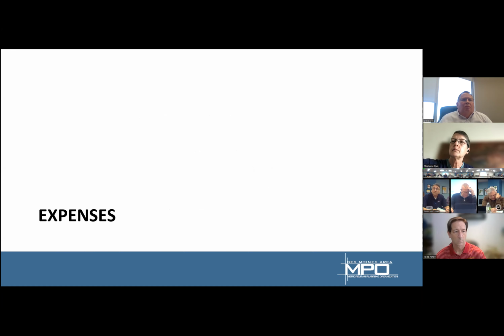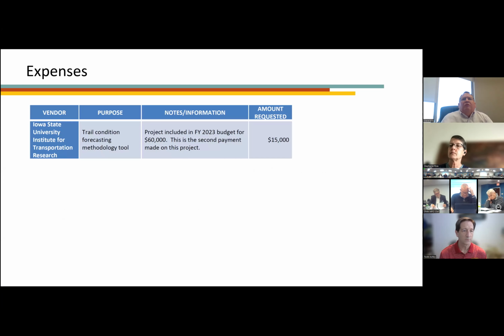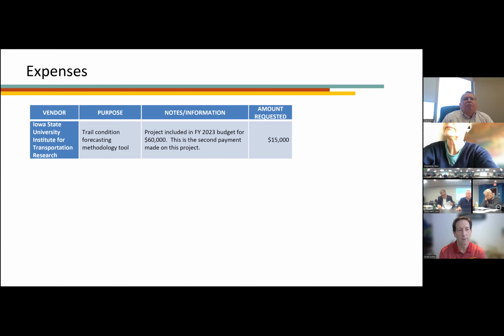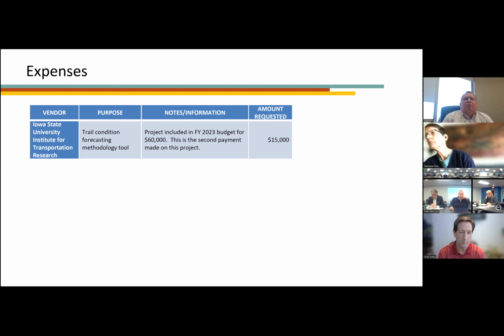Todd? Yes, thank you. Just one expense for you today. This is work we're doing with the Iowa State Institute for Transportation on a trail condition forecasting tool. This was budgeted in the 2023 fiscal year budget for $60,000. We previously paid $15,000. This is the second payment on this project of $15,000. Staff would recommend approval. Happy to answer any questions.